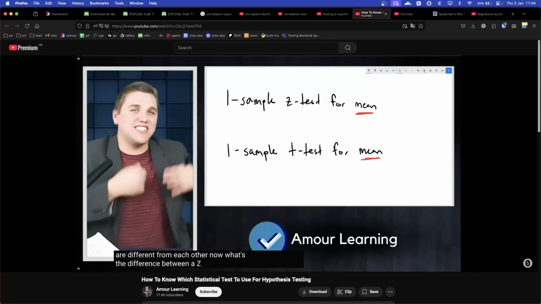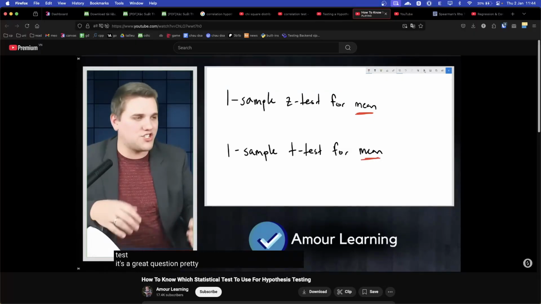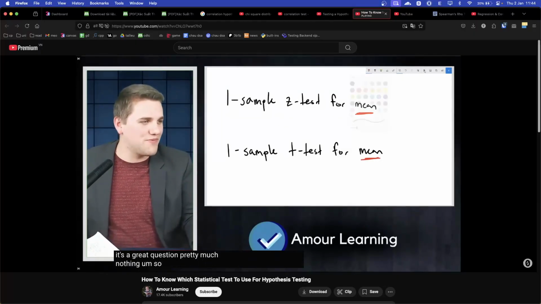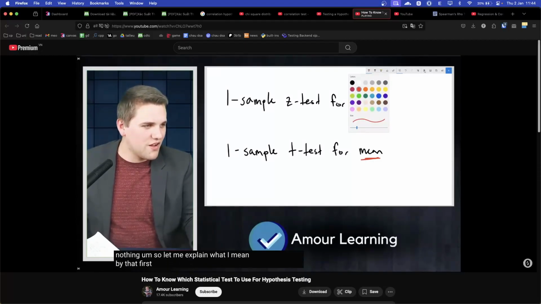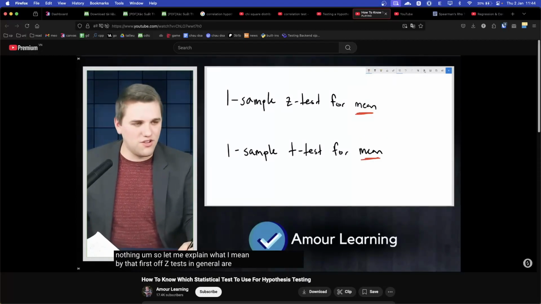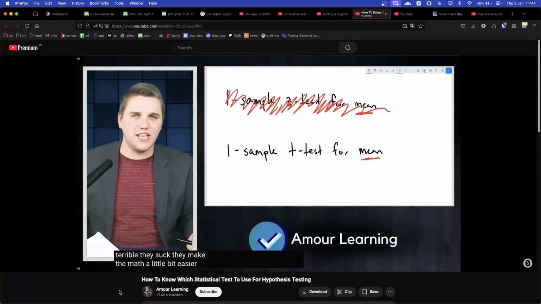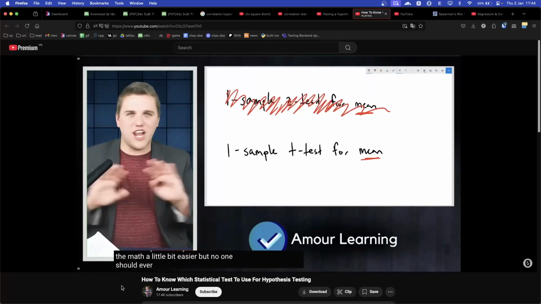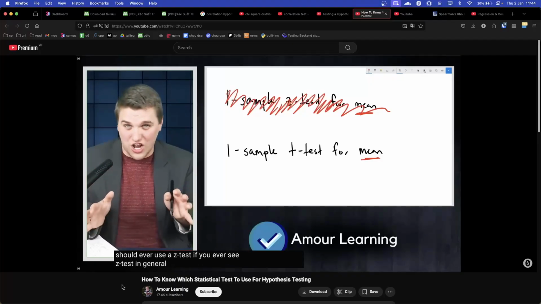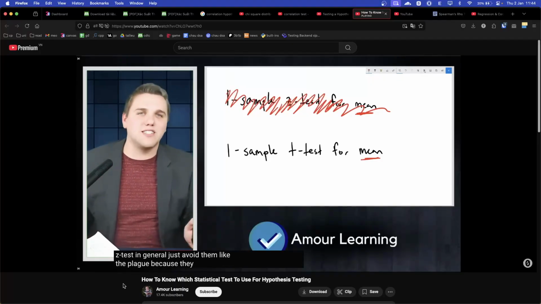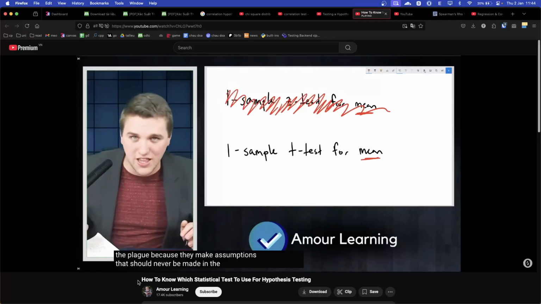Now, what's the difference between a z-test and a t-test? It's a great question. Pretty much nothing. So let me explain what I mean by that. First off, z-tests in general are terrible. They make the math a little bit easier, but no one should ever use a z-test. If you ever see z-tests, just avoid them like the plague because they make assumptions that should never be made in the first place.